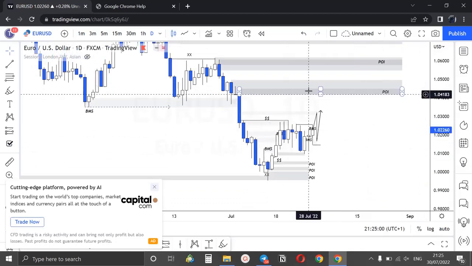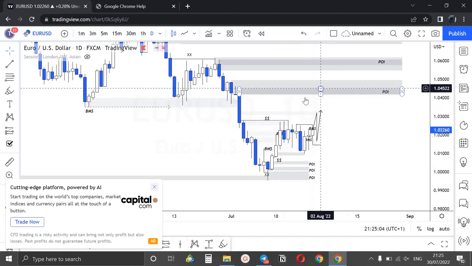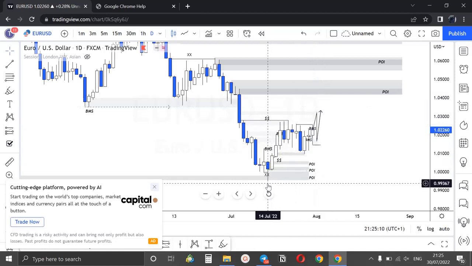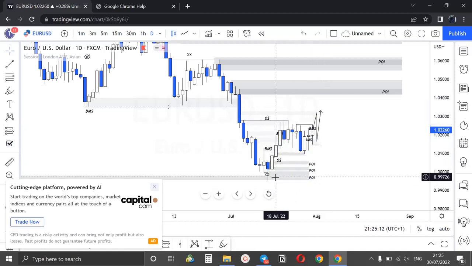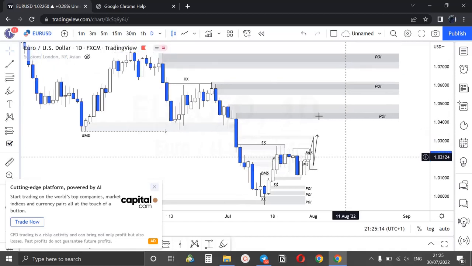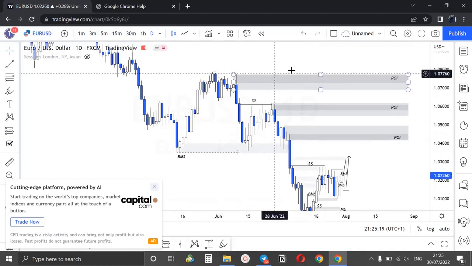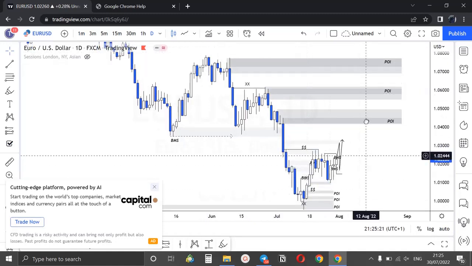So if we got our entry right from here, on the 1 hour time frame break of structure, where will be our targeting level? If we got into the trade, we'll target this week low. Why is this a week low? Because it fails to take out this high, right? So we'll target this week low.